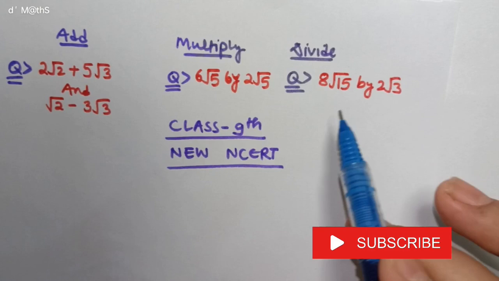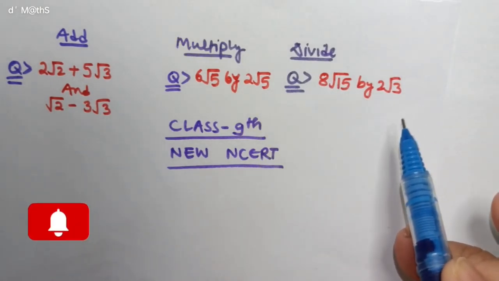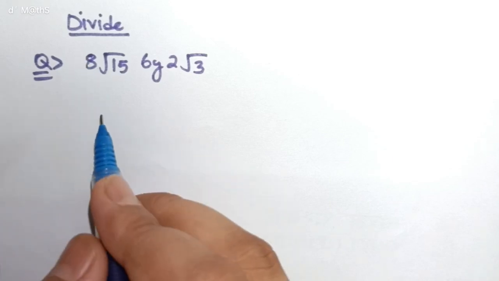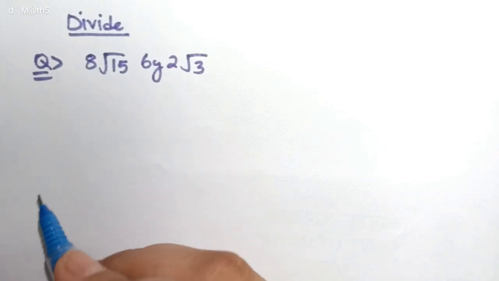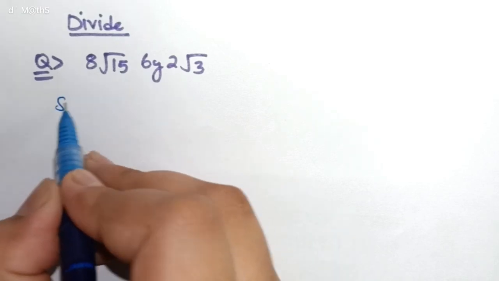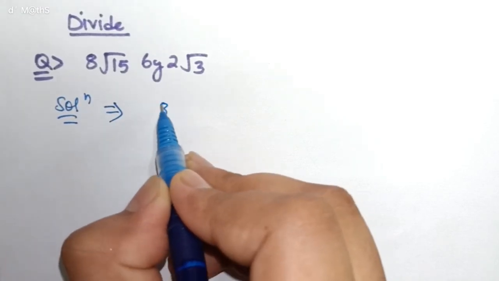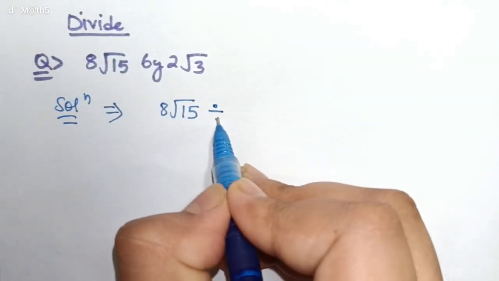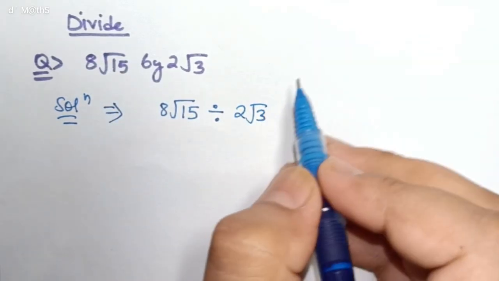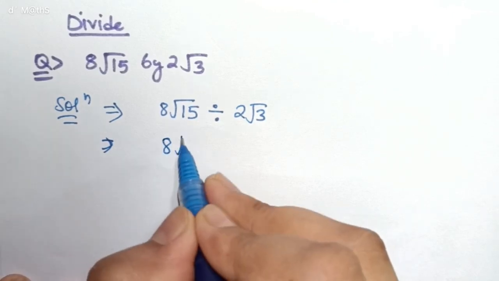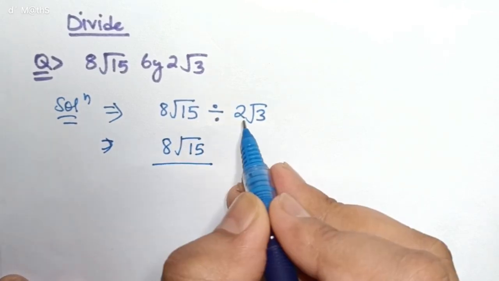Now moving to your third question, here you have to divide. The question says 8 root 15 by 2 root 3. So here "by" becomes what? As per the question you have to write division in place of "by". So 8 root 15 divided by 2 root 3. So you divide it by the traditional method. So what will it be? 8 root 15 upon 2 root 3.